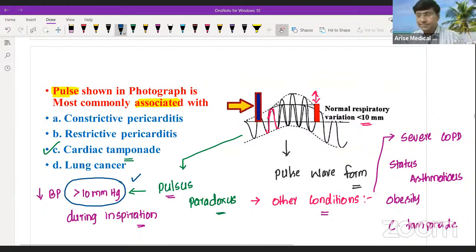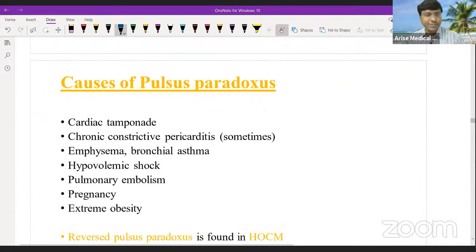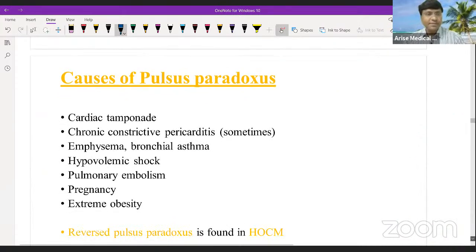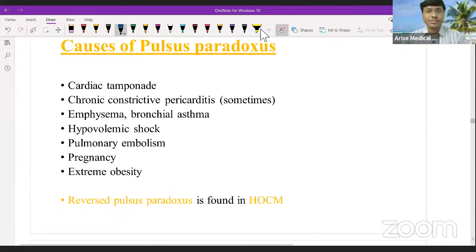Next, followed by that, we will move on to the next image-based question. So you see this. These are all the causes for Pulsus paradoxus.